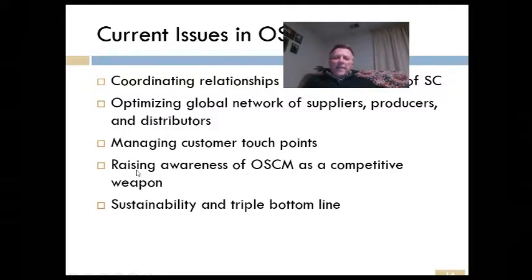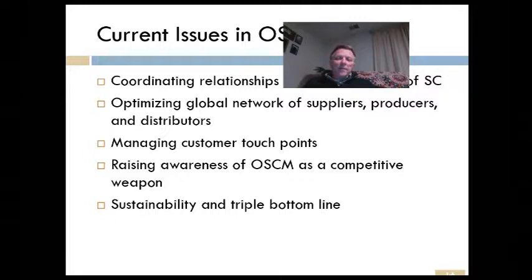Some of the issues that face operations supply and the whole supply chain management process is coordinating relationships between different suppliers. There's optimizing the global network of suppliers. There's a lot of talk right now about tariffs, of course. That comes into play. Managing customer touch points. The touch points are where your operation touches the customers. Maybe if it's a restaurant, it's that waitress who is the touch point with delivering the food.